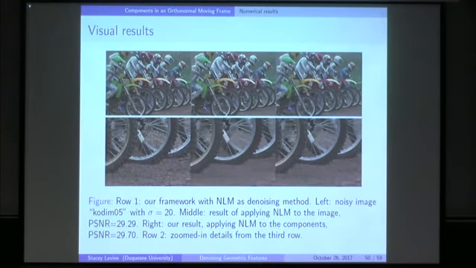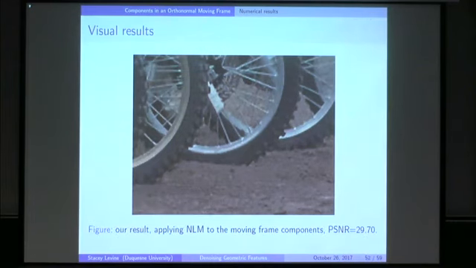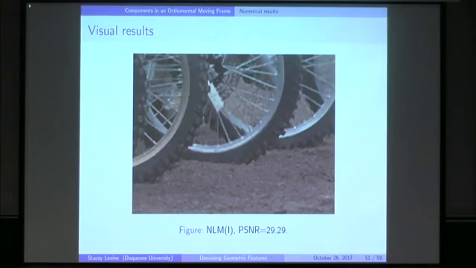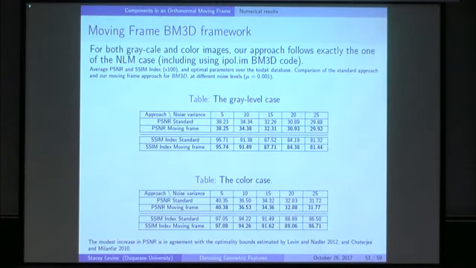But here the details, again, are where the important thing is. This is the same thing. We have a noisy image. This is non-local means. This is the moving frame approach with non-local means. And so here's what you get with non-local means, and here are the details when using the moving frame approach. So again, that's non-local means, and here we get more of the dirt, etc.